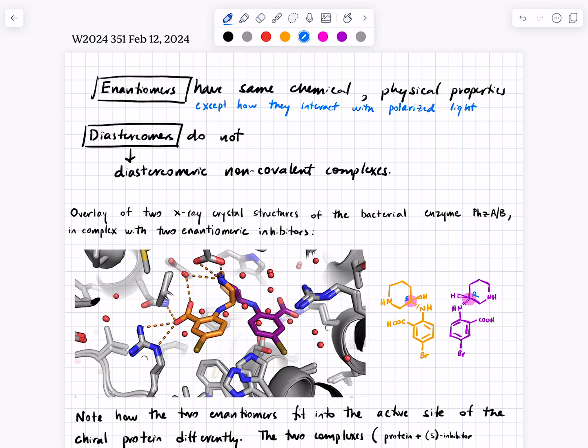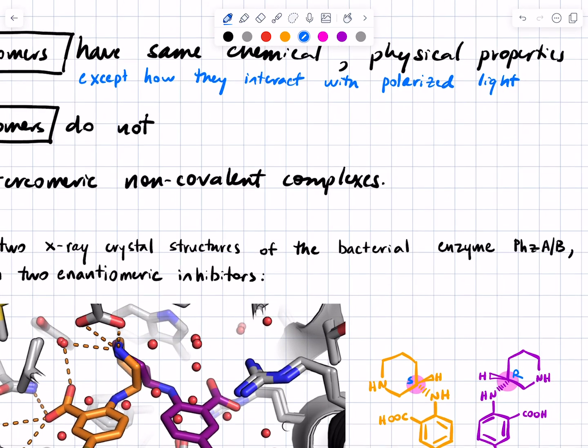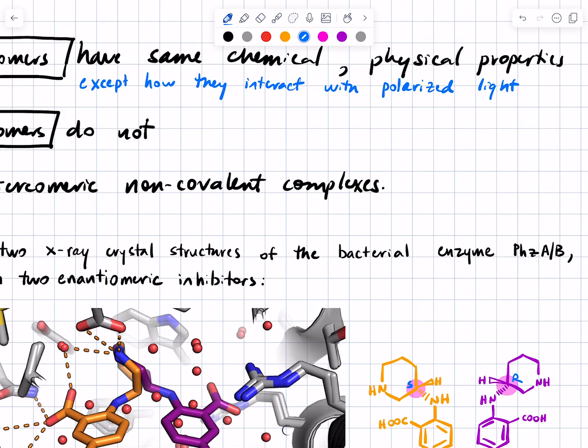Okay, so last time I mentioned that enantiomers have the same chemical and physical properties, except the place where enantiomers can be different, two places. First, how they interact with polarized light, and also how they interact with other chiral molecules. So this issue of how they interact with plane polarized light, that's in, I think, sections 12 and 13 maybe of the Smith text in chapter 5.